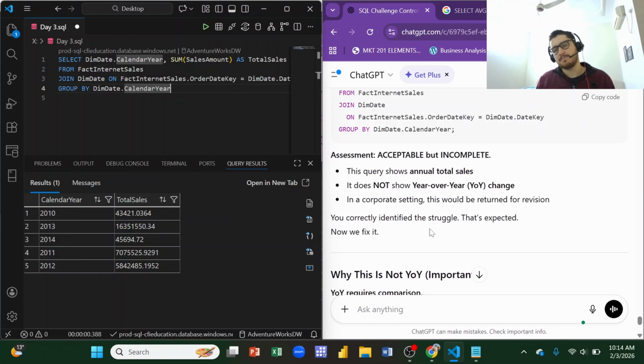Now we fix it. Now it's saying that we expected that you won't be able to do it because it is CTE. We have moved to a more advanced version after joins. It is the common table expression. So I am struggling at this point.